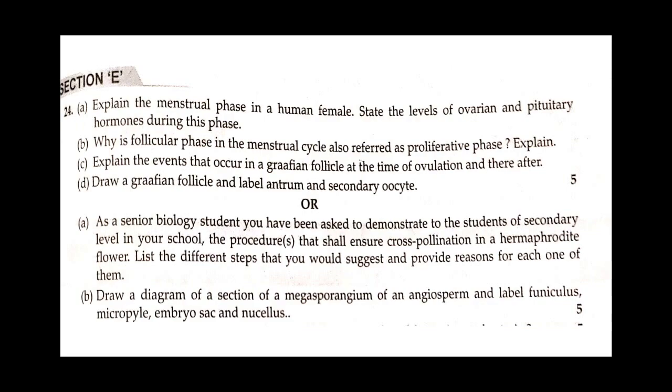Now next one is: draw a Graafian follicle and label antrum and secondary oocyte. Now you have to draw a Graafian follicle and label antrum and secondary oocyte. That means you have to draw a mature Graafian follicle, and thereby label the antrum and secondary oocyte, and it is of 1 mark.